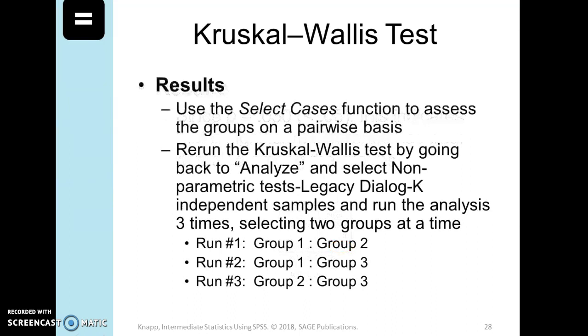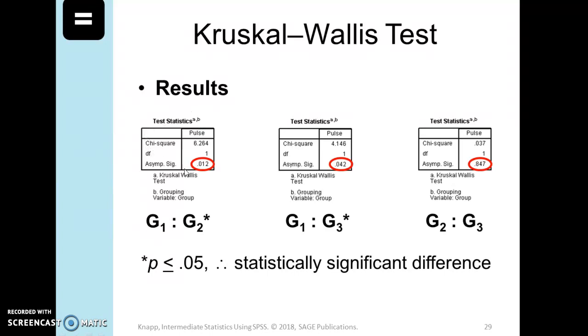Well, the unfortunate thing is Kruskal-Wallis doesn't do that for you like ANOVA does. You have to go back and run the post hoc test, and you actually just rerun the Kruskal-Wallis test comparing 2 groups at a time. You have to do every one of those. And here's what it'll look like when you get done. It'll be the same table.